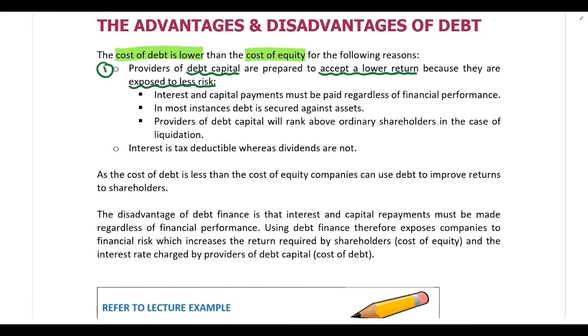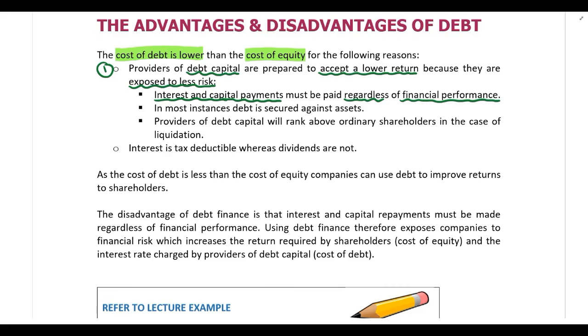So why are the providers of debt capital exposed to less risk than providers of equity capital? Well, firstly, when it comes to debt, interest and capital payments must be paid regardless of financial performance. So even if the company has a bad year, they still need to meet the commitments on the loan. If interest is payable or if capital is payable on the loan, they have to make those payments. There's no choice. On the other hand, if the company has a bad year, they don't have to pay dividends to shareholders. So shareholders are exposed to more risk. They won't necessarily get a dividend every year.